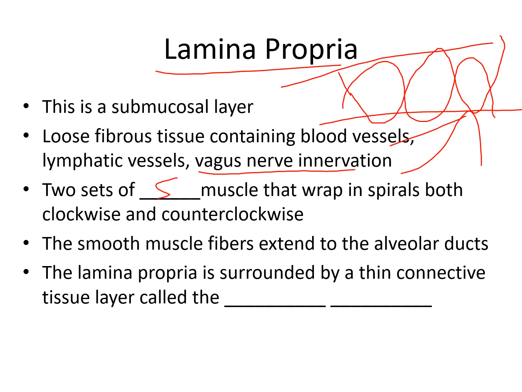The lamina propria is surrounded by a thick connective tissue layer called the peribronchial sheath. So peri means surrounding, bronchial, right? That's what it's surrounding, the bronchi. So peri, P-E-R-I, B-R-O-N-C-H-I-A-L. This is the peribronchial sheath, S-H-E-A-T-H. So this is like a little saran wrap layer that sort of holds this together.